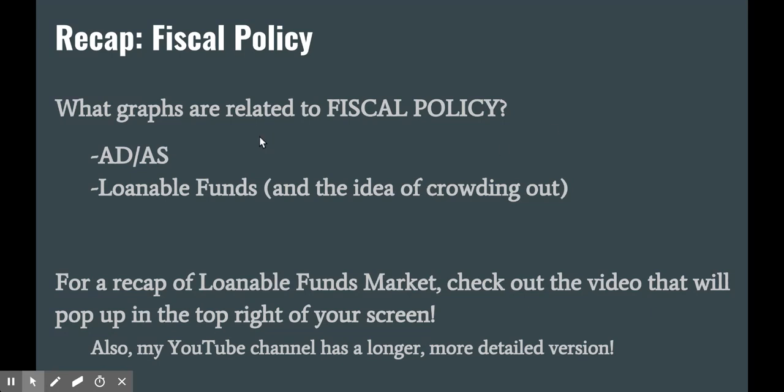ADAS, whether we're starting at recession, depression, long-run equilibrium, or beyond full employment, doesn't matter. Fiscal policy could apply to any of those scenarios. And then also loanable funds market, the LFM, where if we are in a recession, the government cannot raise taxes in order to spend money, because if it raises taxes, that's going to hurt the consumers, which would shift AD further to the left into a depression or a worse recession.